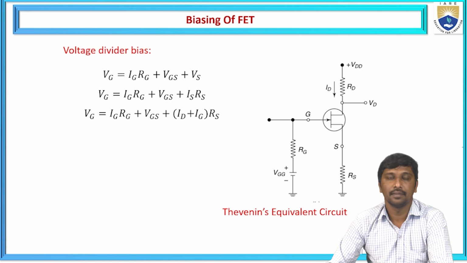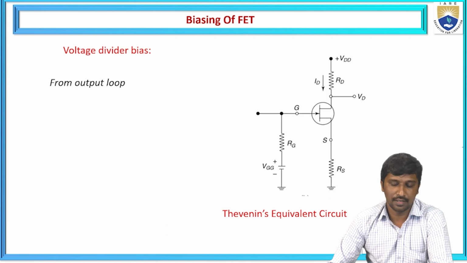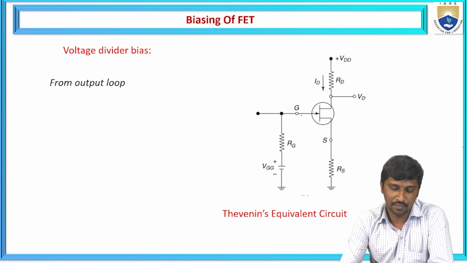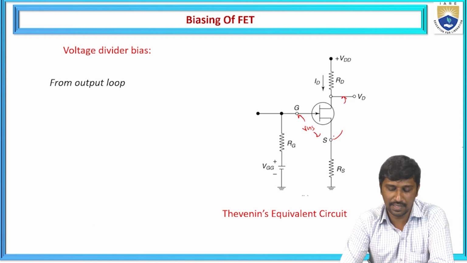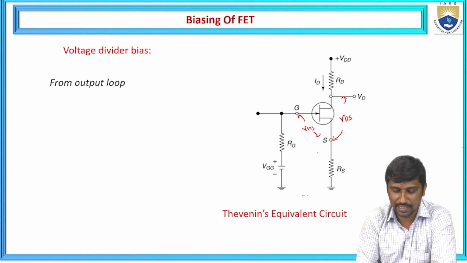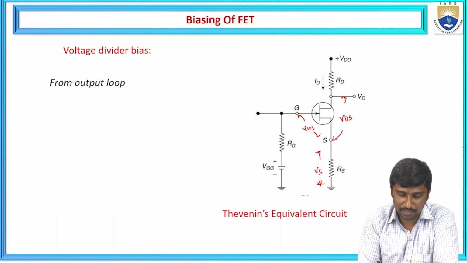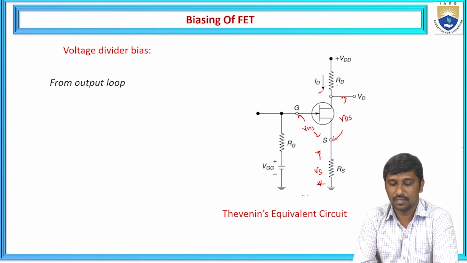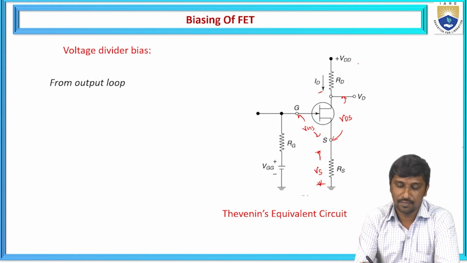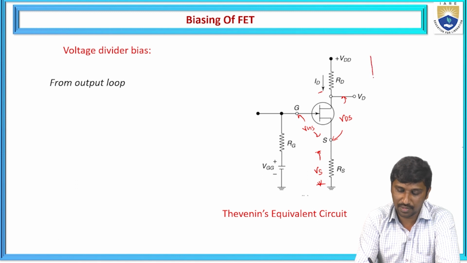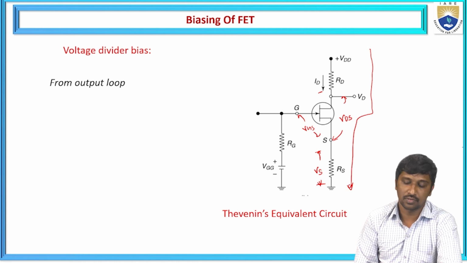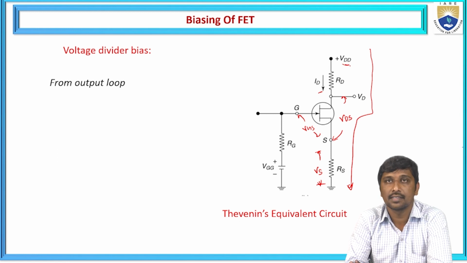Now again from the output loop, we need to calculate. From the input side, we observe this VGS parameter. And if you want to write the potential difference between drain and source, it is represented as VDS. Here the voltage drop is represented as VS, and at this point the current flows as the drain current. Now, considering the output loop, we need to take from the plus VDD to the lower potential, which is nothing but the ground. So for this case, we apply KVL.